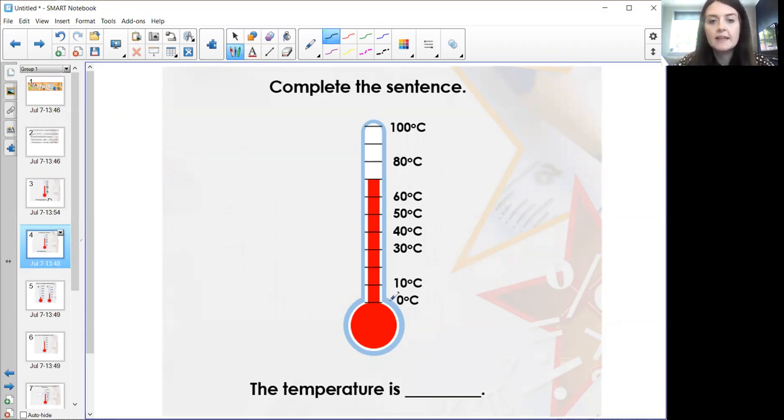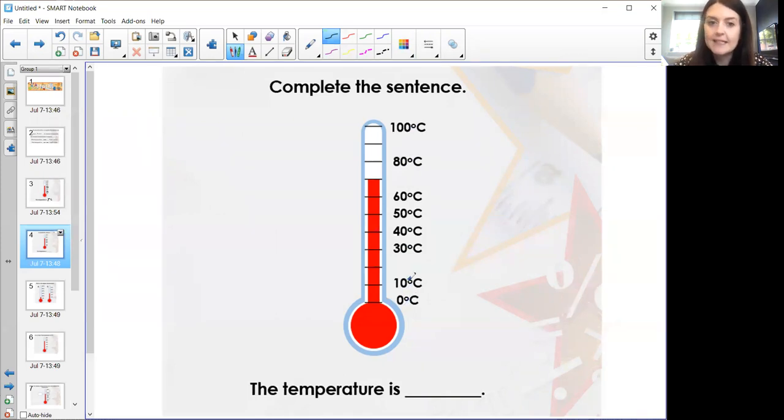So we've got 0, 10, 30, 40, 50, 60, 80, 100. So what's that pattern? Where do we know those numbers from? What are they going up in? And we know that they're going up in tens.